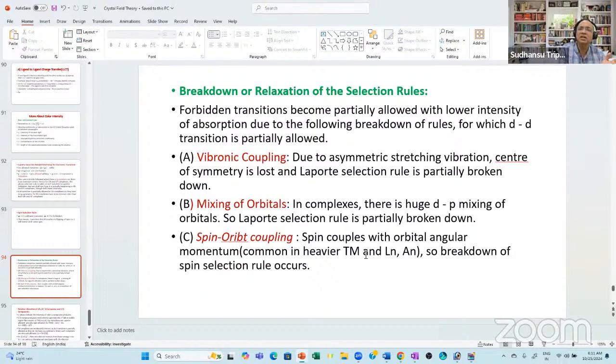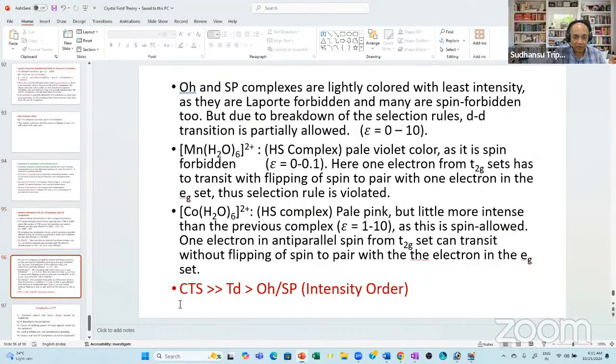And also if there is spin allowedness, then the tetrahedral, I have written down here CTS. I have also written in the last note that CTS spectra is most intense, followed by TD, and the lightest color is that of octahedral or square planar. Now, I have given you an example.